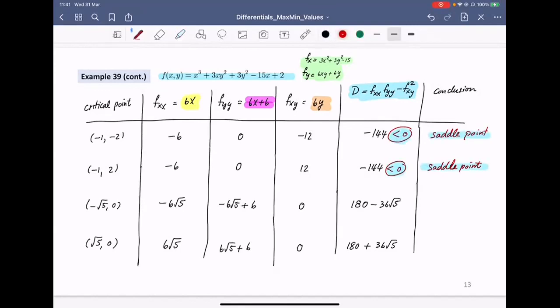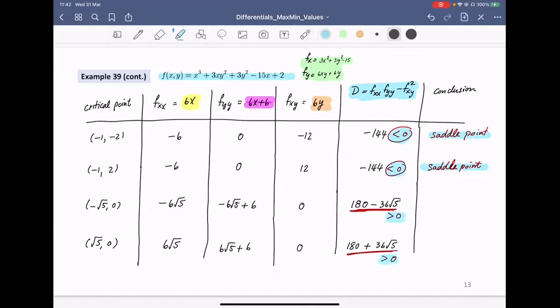All right, next, 180 minus 36 square root 5. Even if you don't have the calculator, you should be able to identify that this thing is positive, right? Because 180 is so big, and square root 5 is just 2 point something, because square root 4 is just 2. So 36 times 2 point a little bit cannot be bigger than 180 for sure. So this thing is going to be positive. And this thing is going to be positive because the big numbers add together.